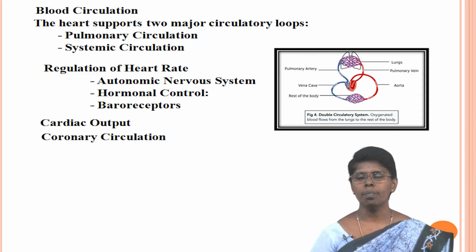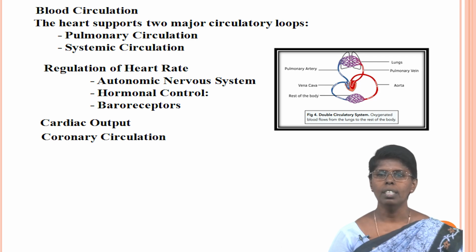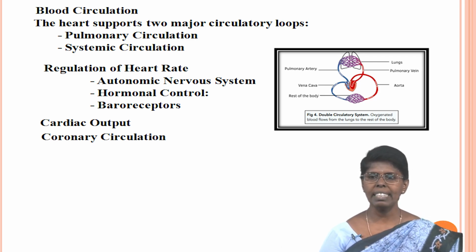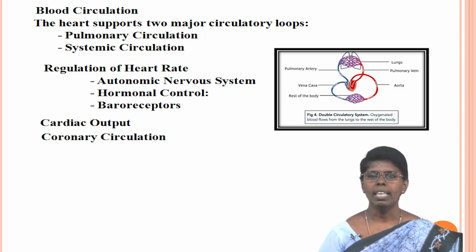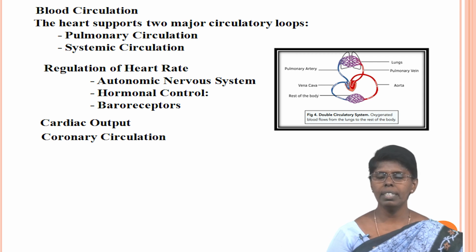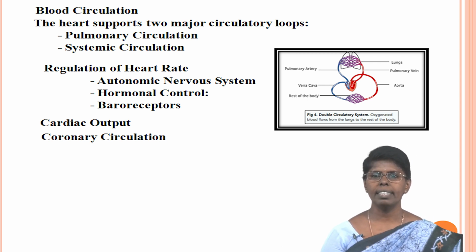Coronary circulation. The heart muscle itself receives oxygen and nutrients through coronary circulation. The coronary arteries branch off from the aorta and supply blood to the myocardium. After delivering oxygen, the deoxygenated blood is collected by coronary veins, which empty into the right atrium.